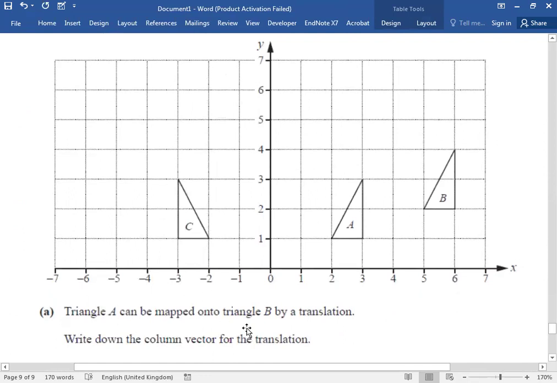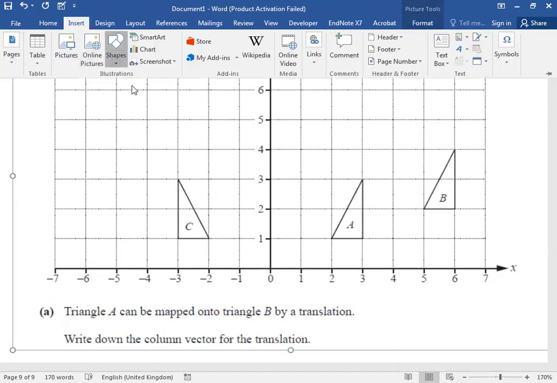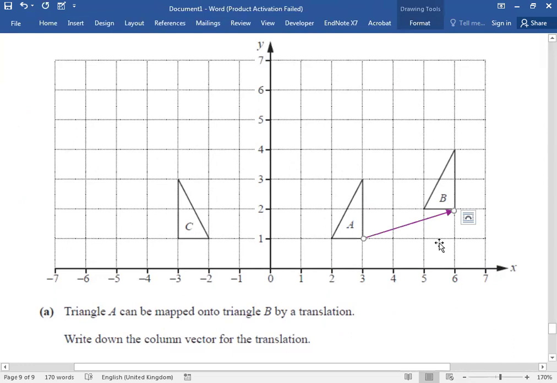Triangle A can be mapped onto triangle B by a translation. एक तो आप देखकर भी बता सकते हैं. Take any one point, किसी भी एक पॉइंट को लो. For example, if I am taking this point, ये वाला पॉइंट यहाँ चला गया. So what is the movement in X and what is the movement in Y? प्लस माइनस के बारे में बहुत केयरफुली बताना.